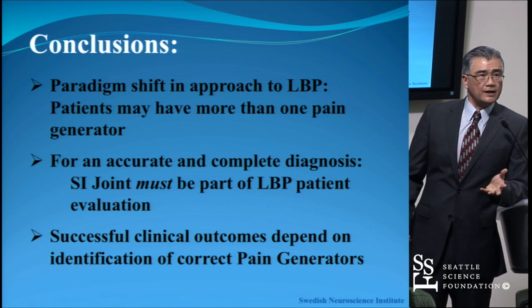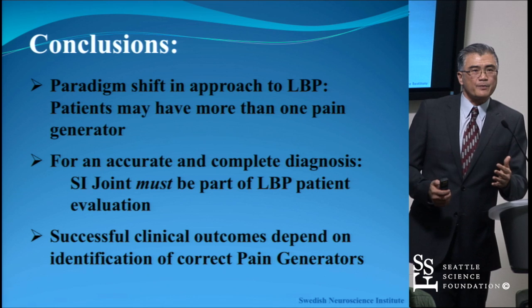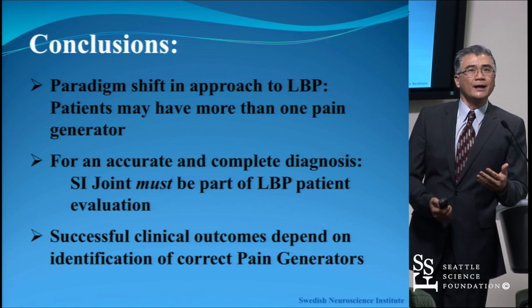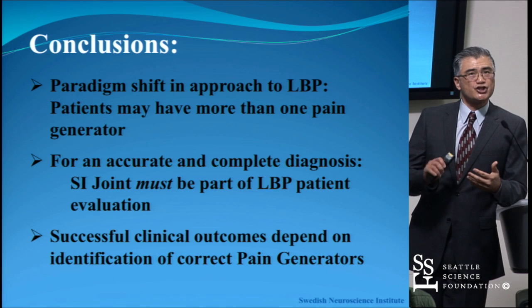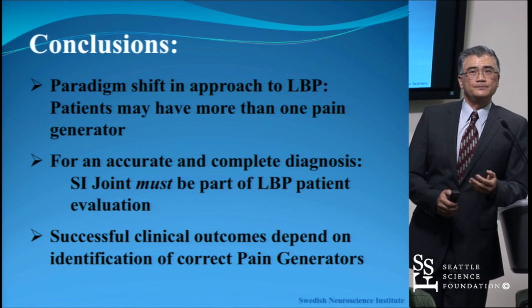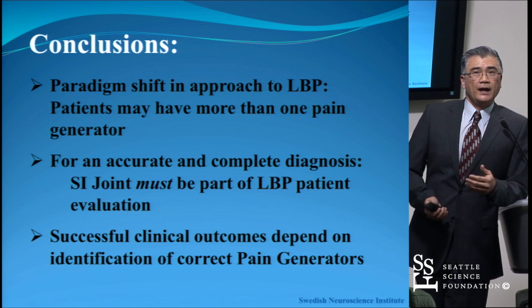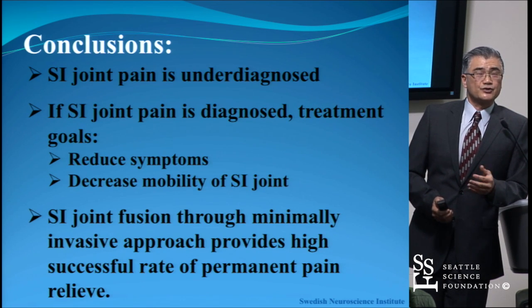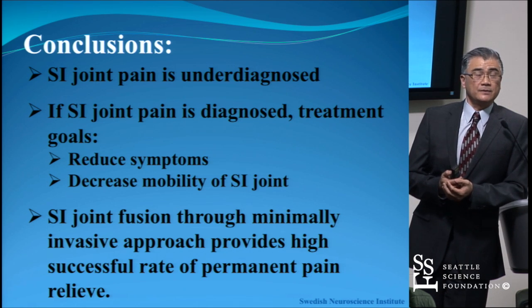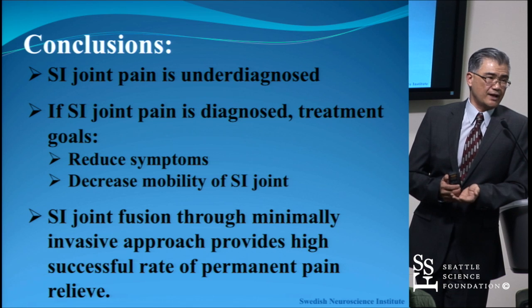So the conclusion here, especially for surgeons: when we see a patient with low back pain, especially one who comes back a few years after our fusion, we also have to consider the SI joint. It is a shift in the approach to making the diagnosis for low back pain. For an accurate and complete diagnosis, the SI joint should be part of the low back pain patient evaluation. Even nowadays, the SI joint is still underdiagnosed, okay? And the treatment goal for an SI joint problem is to reduce the symptoms by decreasing the mobility of the SI joint.